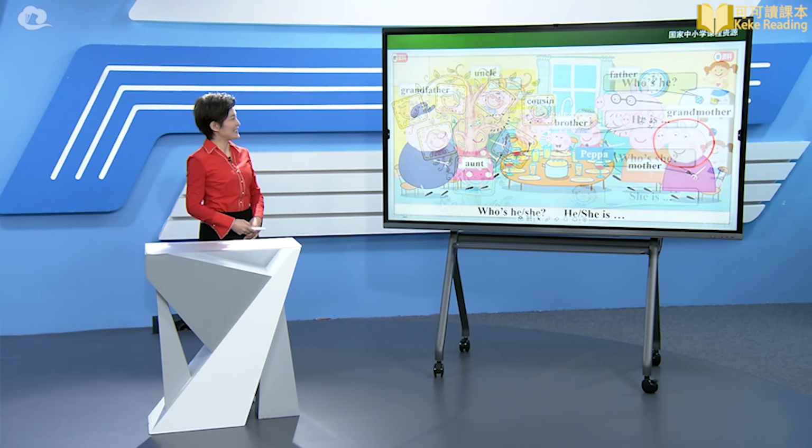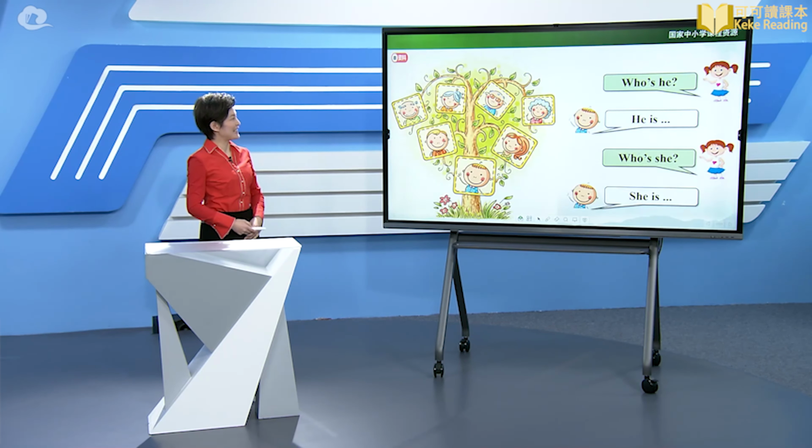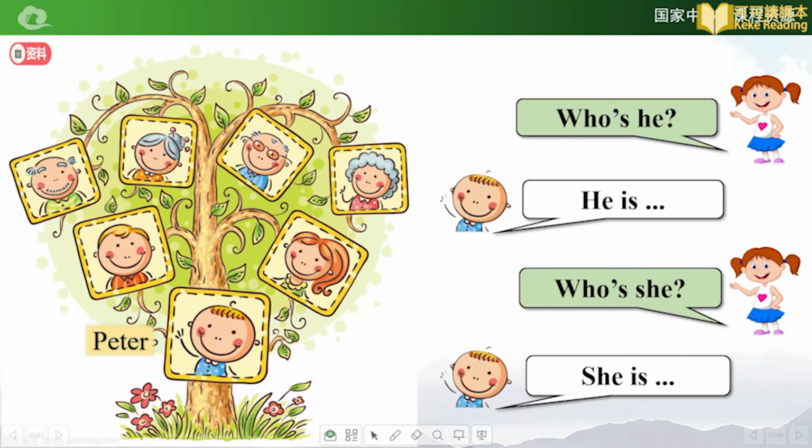Perfect. We've met Andy's family and Pepper's family. Now, let's look at this picture. Here's Peter. This is Peter's family tree. Let's ask Peter some questions.